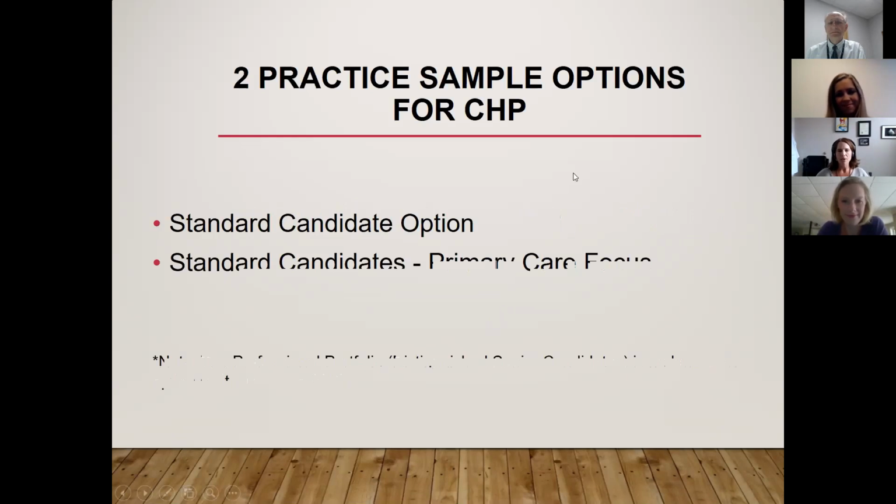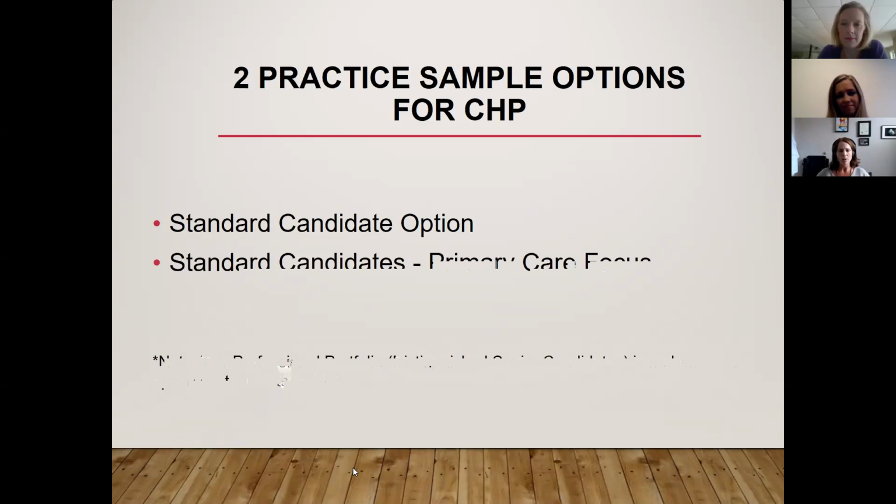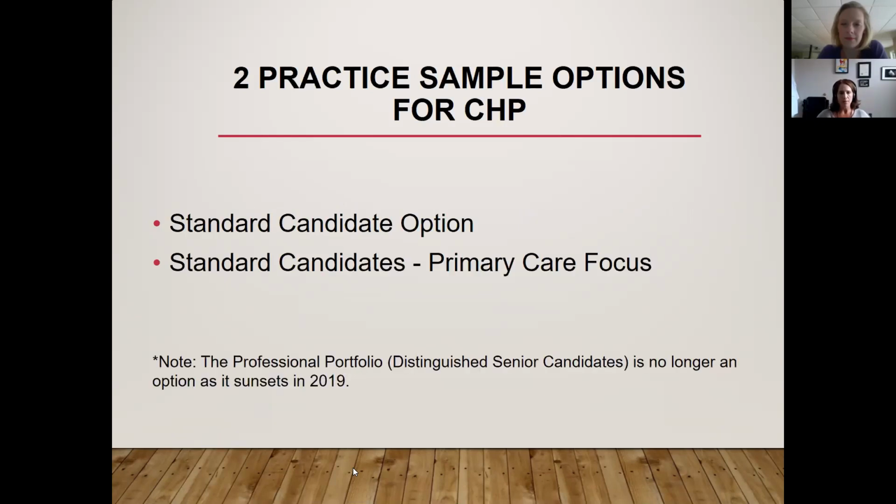There are two options for submission for clinical health psychology: the standard clinical candidate option and the standard candidate primary care focus. If you looked at our manual previously, you may have noticed the professional portfolio or distinguished senior option. That's no longer an option as of 2019. So now we have these two options for submission for your practice samples.